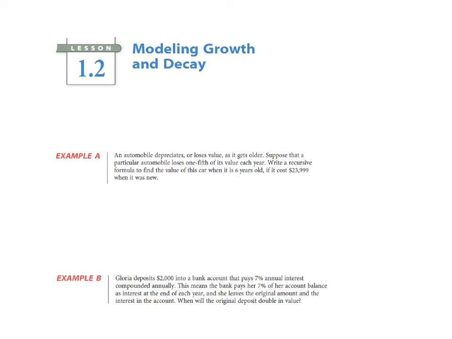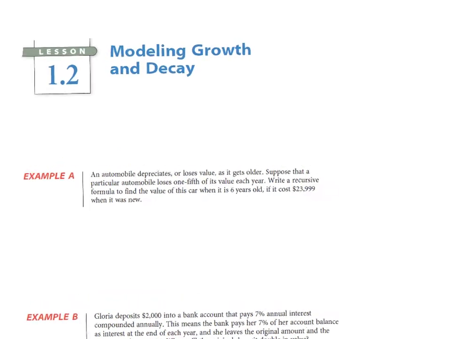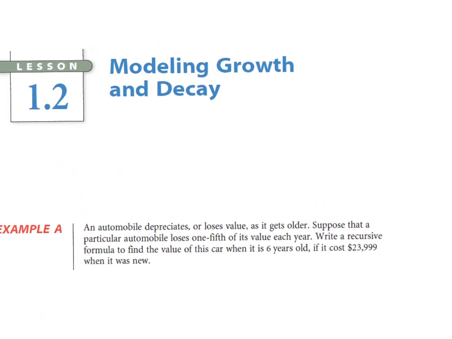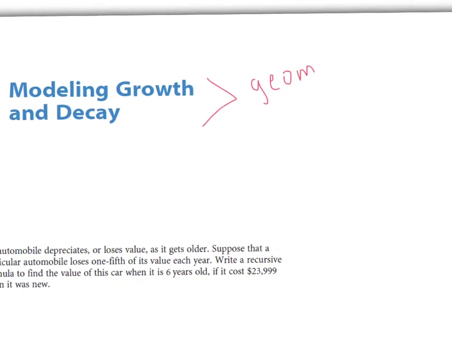In section 1.2, modeling growth and decay, we will be looking at how to model using a recursive formula. And when we're working with growth and decay, both cases are going to be a geometric sequence. Which, just to remind you, means that our rule is going to be in the form u sub n equals r times u sub n minus 1. Or in other words, any term is the previous term multiplied by some common ratio.